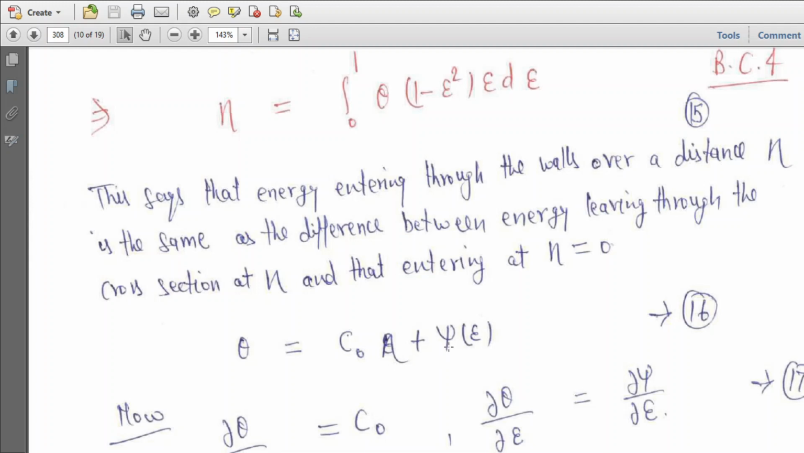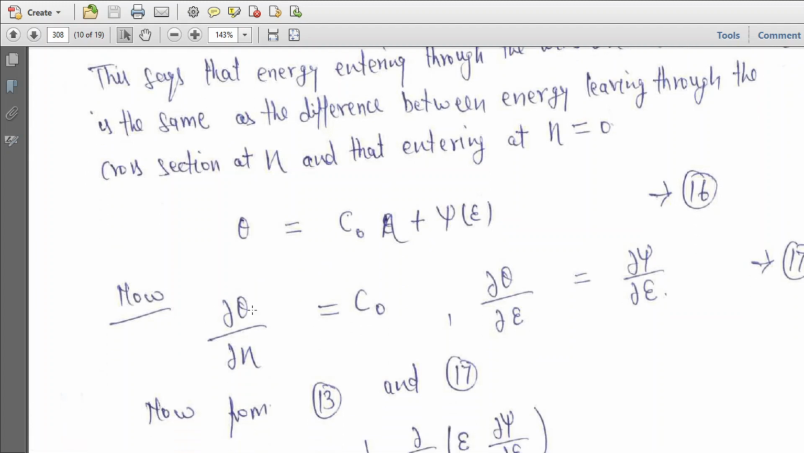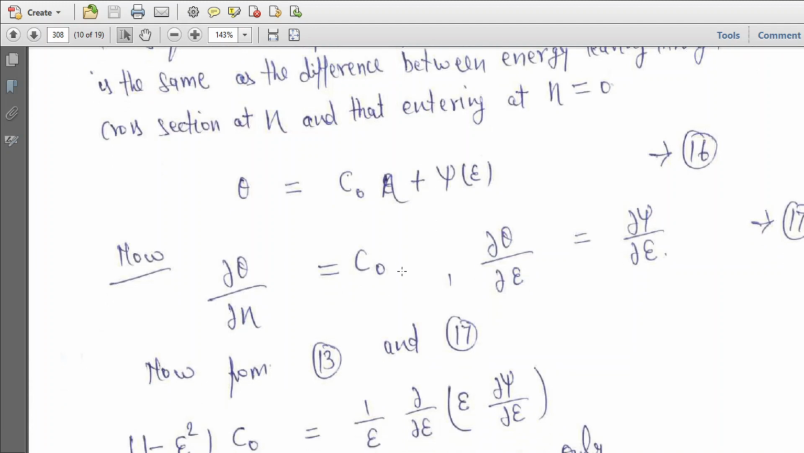Now we have the expression of theta equal to C0 eta plus a function psi, which is a function of epsilon only. Now we have the expression of del theta upon del eta equal to C naught, which we can get by differentiating this. And now del theta upon del epsilon will be equal to del psi upon del epsilon.